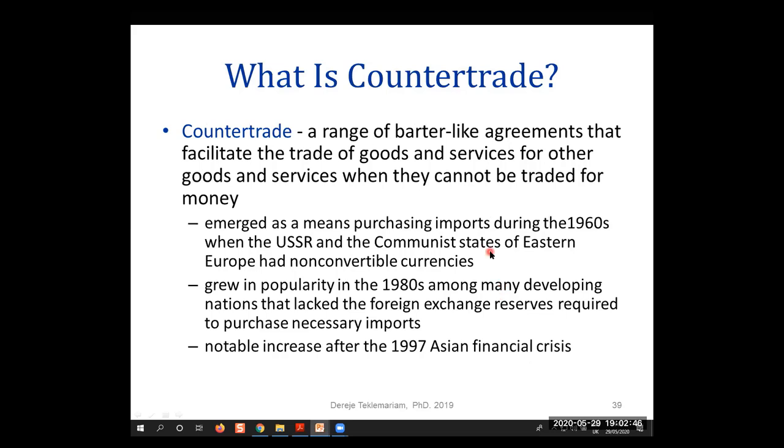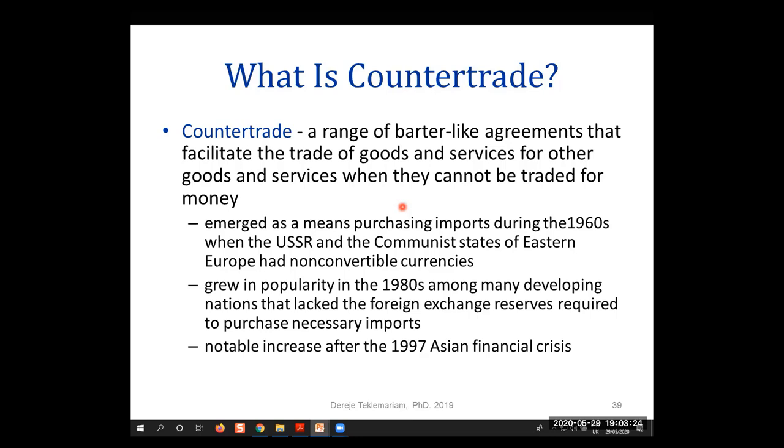Counter trade is one issue that we can discuss in this chapter. Counter trade is like a barter-like agreement, which facilitates the trade of goods and services for other goods and services when they cannot be traded for money. There are a lot of cases where we cannot exchange for money. But as developing countries, we are not price makers, rather we are price recipients.